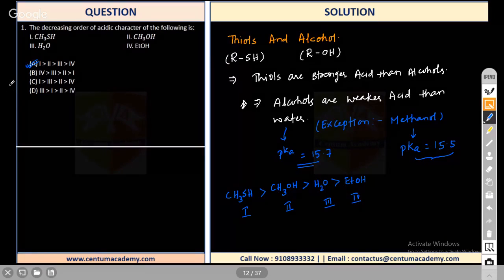This order depends upon the pKa value. That's why I said it is a bit theoretical. Always remember thiols are more acidic than alcohol. Comparing alcohol and water, methanol is more acidic than water, and all other alcohols are weaker acids than water. Clear? Can we move on? Next question.